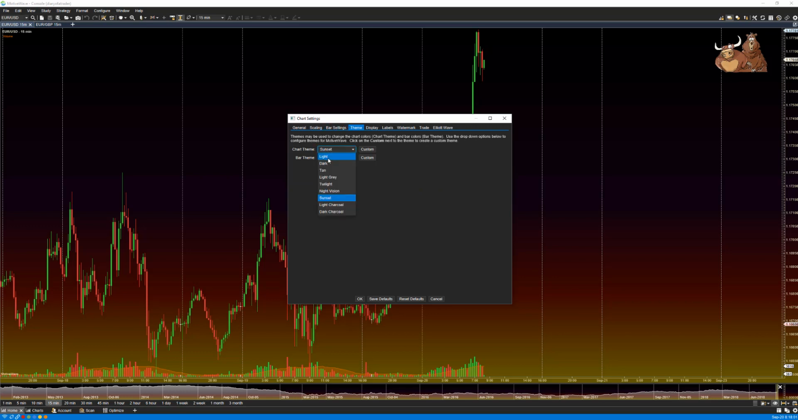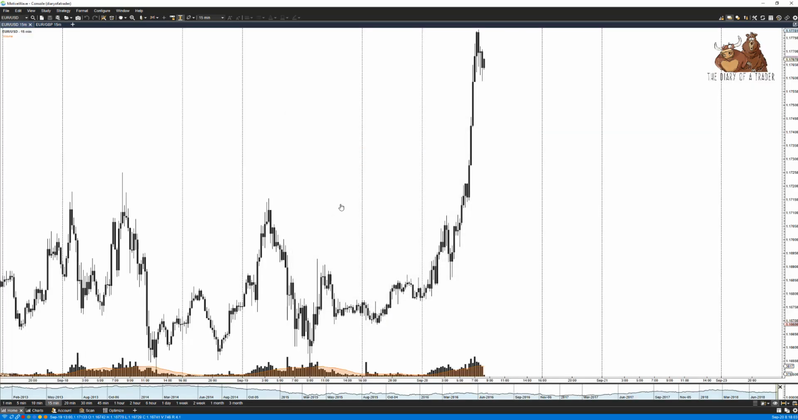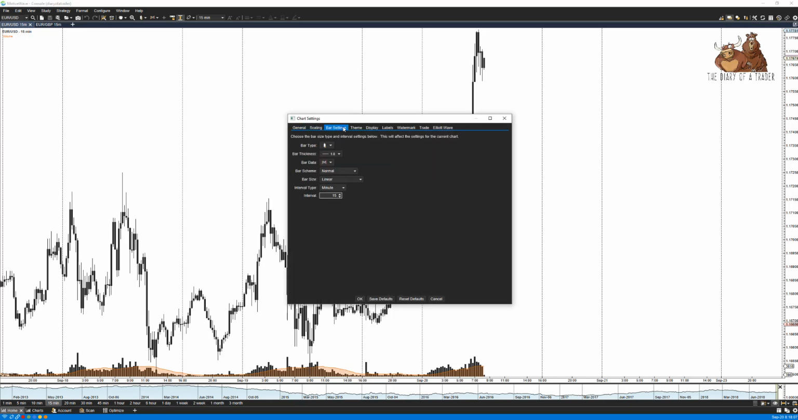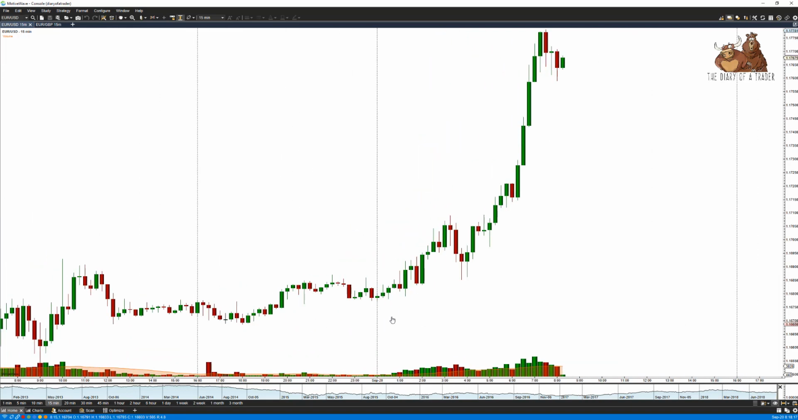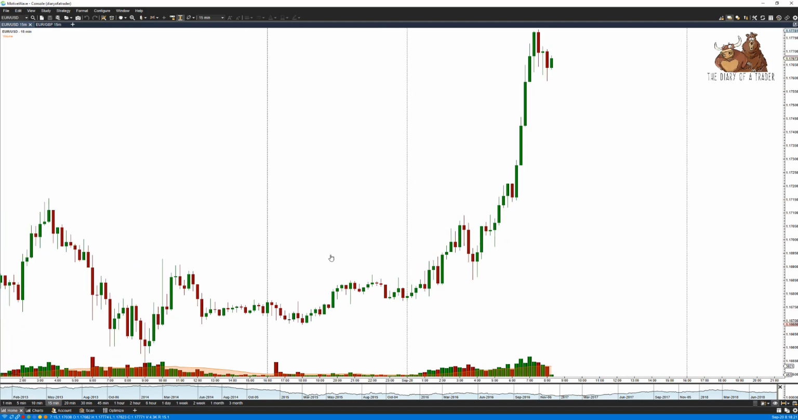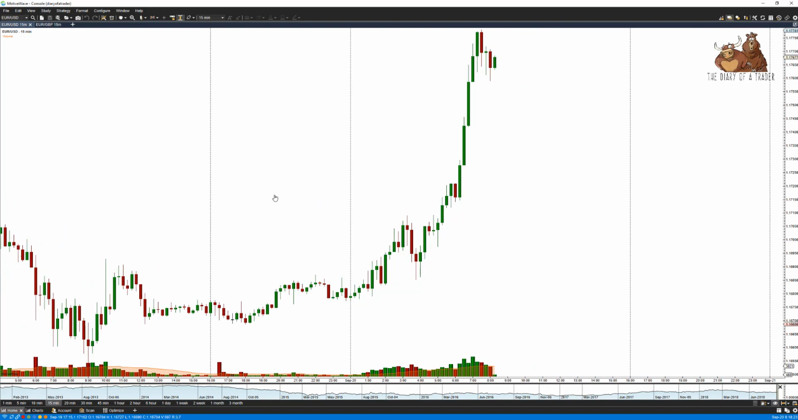So I'll just go to the light theme. And I'll have to change this back to the colors that I want. Red and green. All right, so there we go. We have our candlesticks. These are 3D candlesticks. They look kind of neat. And we have our grid.